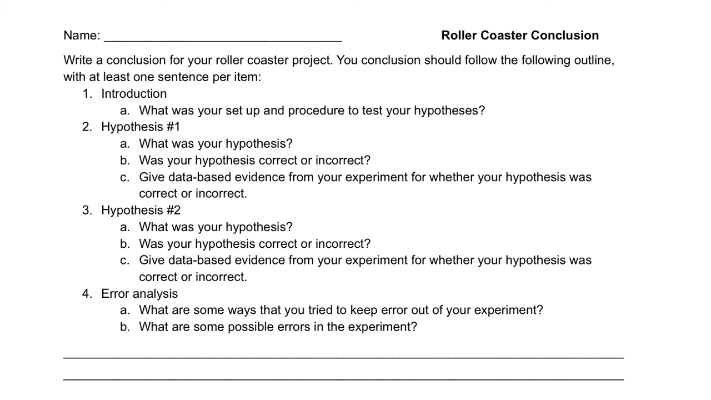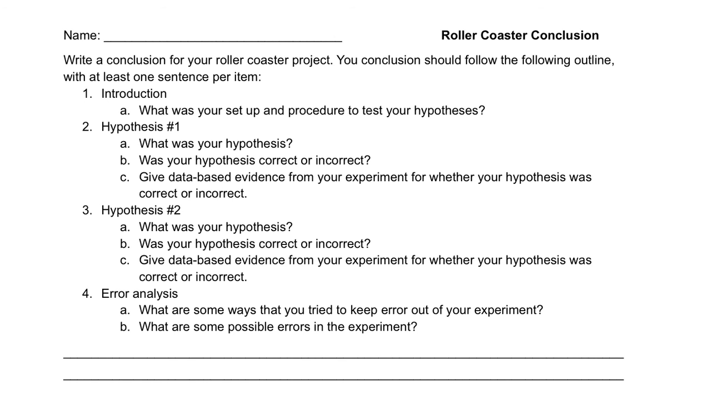Then hypothesis number 1, which you should have from your old slides. You're going to state your hypothesis, whether it was right or wrong, and evidence for whether it was right or wrong. You're going to do all 3 of those same things for your second hypothesis. Remember, you should have one hypothesis about your start height versus your loop height, and another one about the role of friction in your experiment.